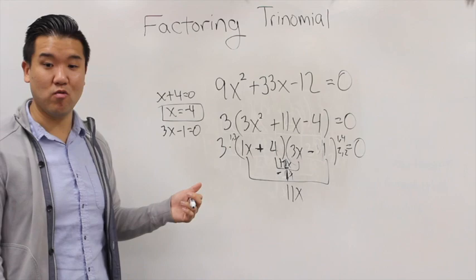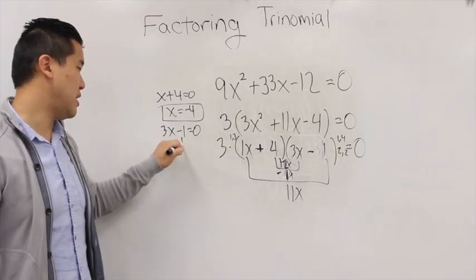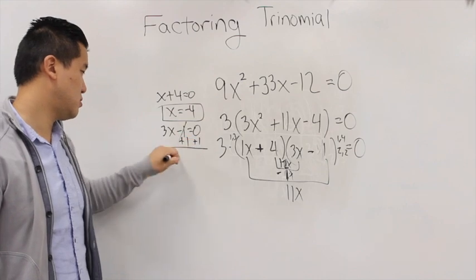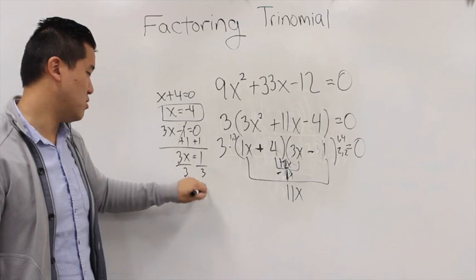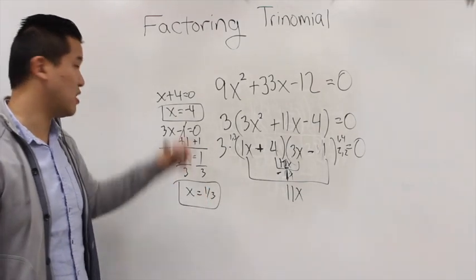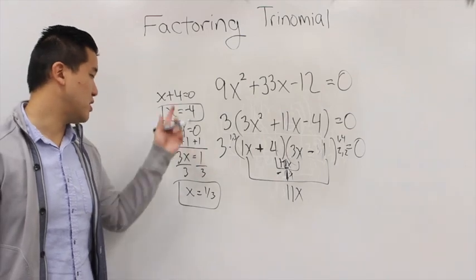This is the one I was talking about where you don't want to just say opposite. You want to solve it. So you have to add 1 and divide by 3. So we get 1/3. So 1/3 and negative 4, they are my x-intercepts. So negative 4 and 1/3.